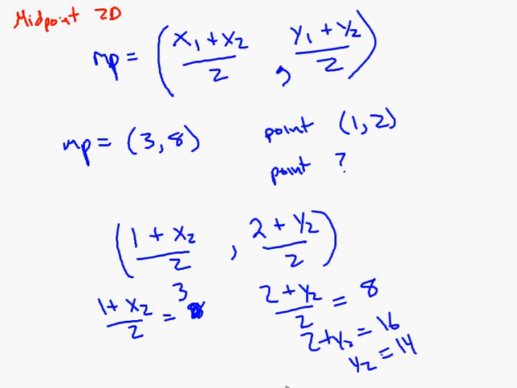So y2 is 14, multiplied by 2, subtract the 1, get 5. So I get the point 5, 14 as the other thing, and that leads to this being the midpoint. And it's the same as in one dimension, I just have 2 different pieces that I need to account for.